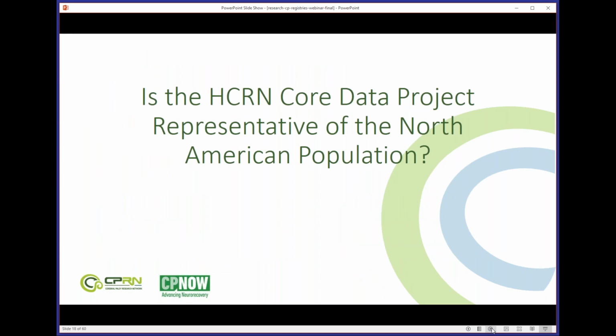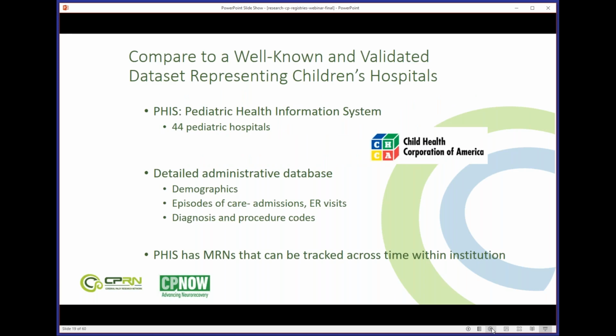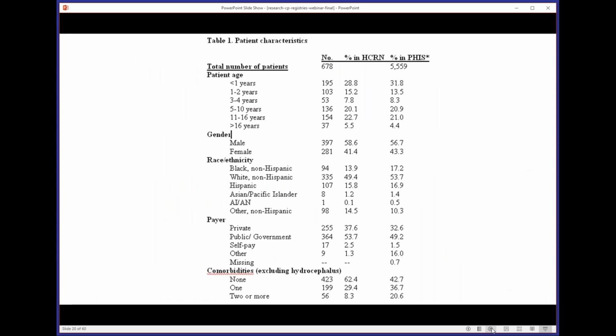So the first thing we want to do is find out if our registry is representative of the North American population, because they were high volume centers. And so we just did a small study. We compared ourselves to FIS, which is 44 pediatric hospitals, and at the time three out of the four of us were members of them, just to see if we were representative. This was a very early study we did.